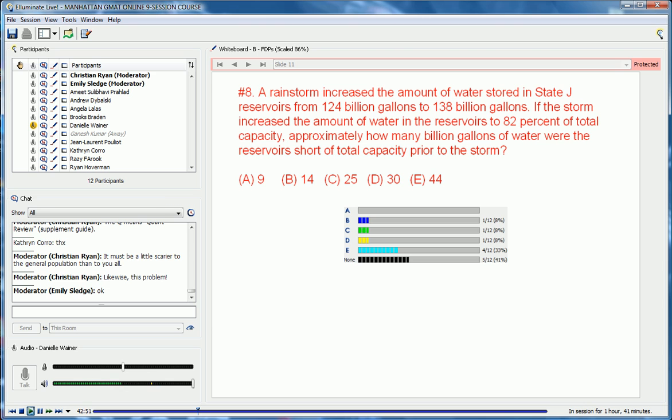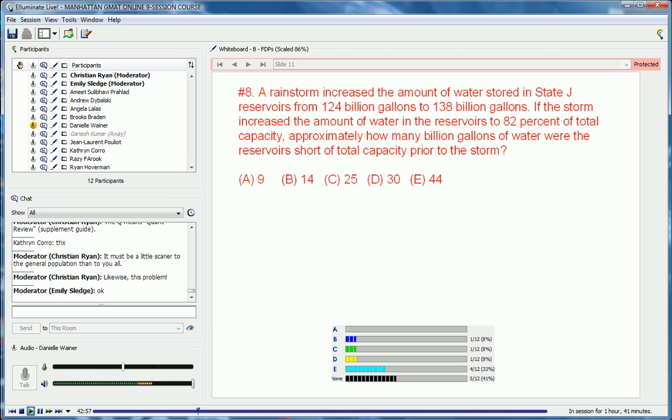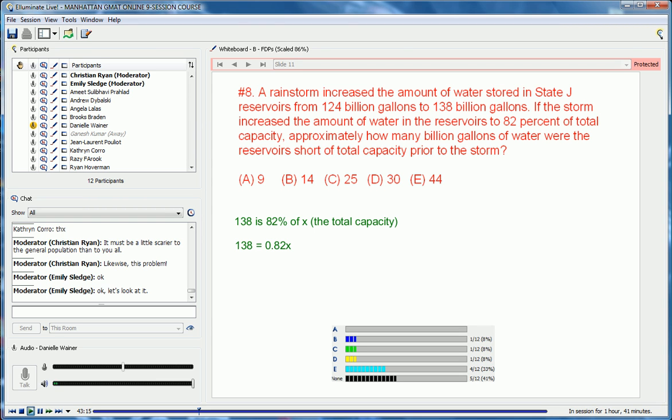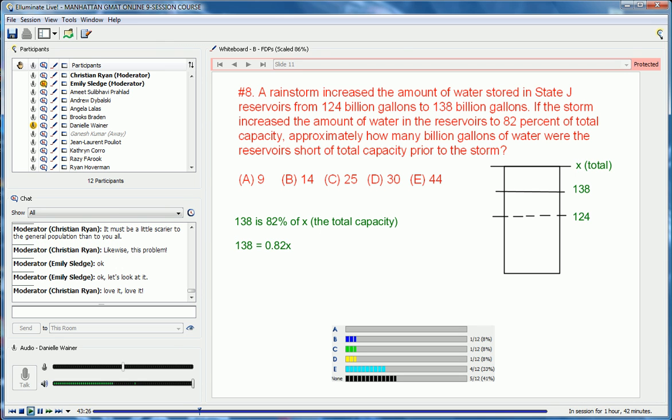I think I have the right answer, but I was going to ask a question about it. It took me a really long time to do the math, which I'm wondering maybe there's some simpler way. Let's see, so I came up with the equation 138 equals 0.82x. So that would be that 138 billion is 82% of the capacity of the reservoir, which I assigned x. So then I solved for x, and that's what took me a while, just because I'm very slow at math.